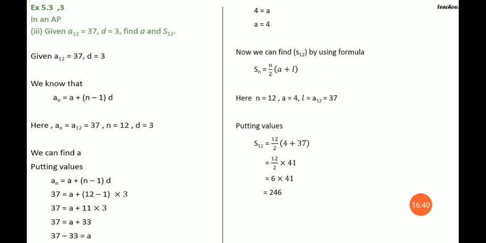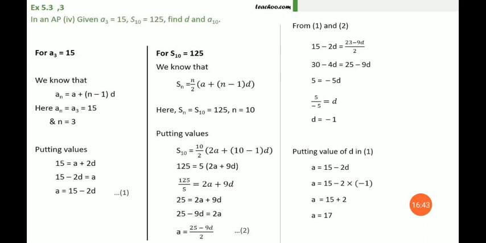Now moving towards the next part of this question, fourth part. It says that a3 is equal to 15, S10 is equal to 125. Find d and a10. Okay, a is not given to us, d is not given to us. We have to find d and a10, but for a10 also we need a, and d is also not known to us. So whatever is given, first we will solve for that.